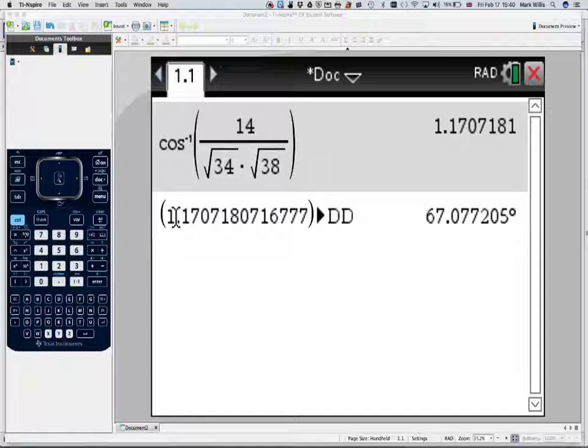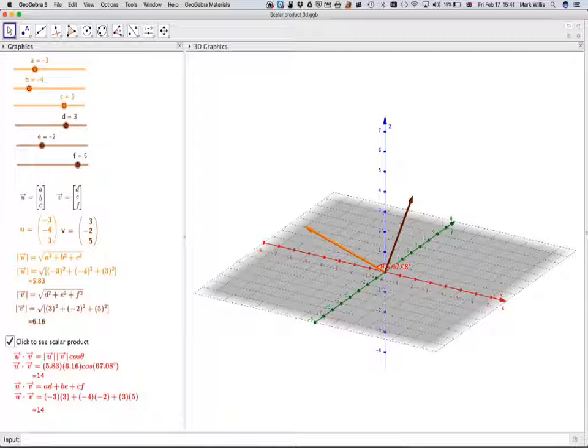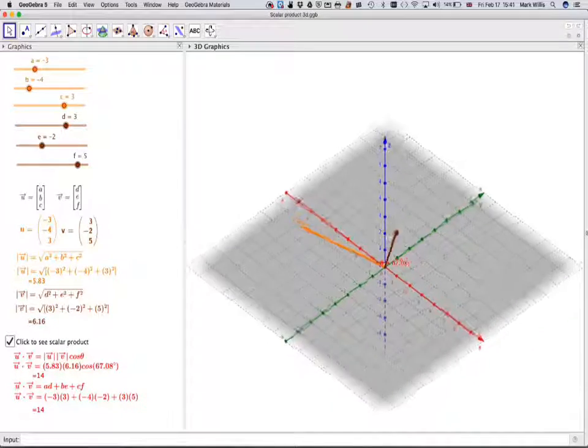Now we can just look at that. If we look at this GeoGebra applet underneath here, here we've got the two vectors. This is vector u, and this is going to be vector v. This is the angle between the two vectors. And this applet here will work out the scalar product and everything, and you can actually get the answers here of everything that you need. It gives you the scalar product, the two different ways, both 14. And you can move this around and look at it at different angles if you want to.